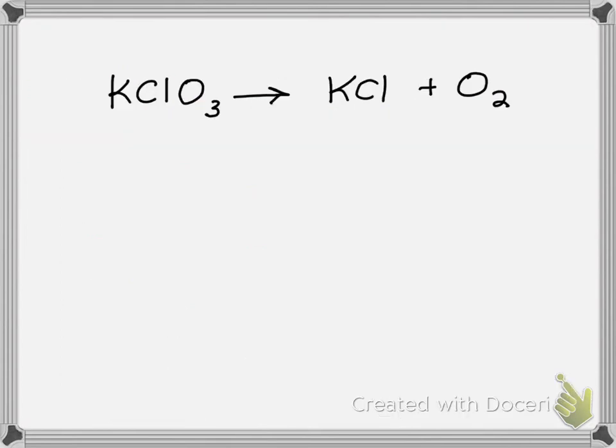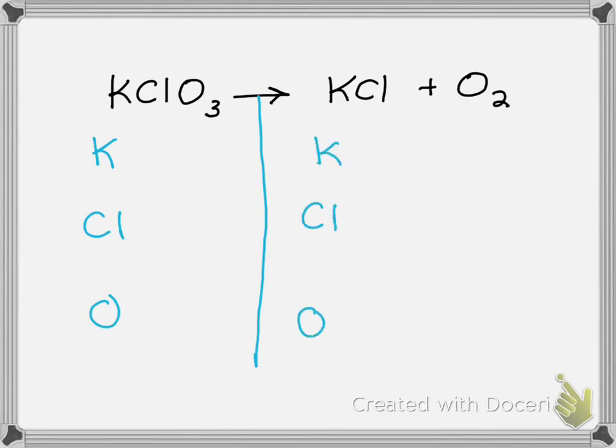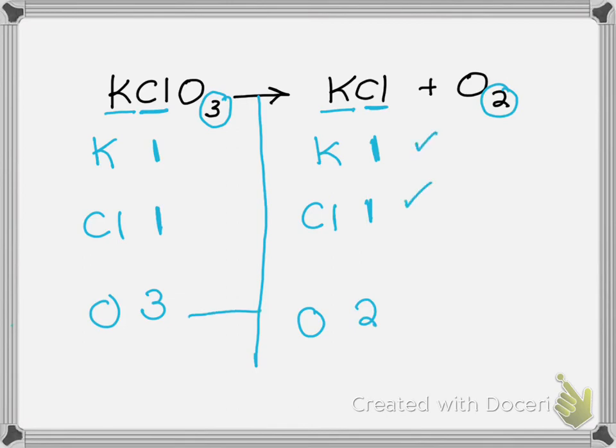Okay, so let's try one. Again, feel free at any time to pause and do it on your own. I would separate it. So I have K, Cl, and O. I have one thing at a time, K is 1 and 1. Cl is 1 and 1. O is 3 and 2. So up to this point, I was balanced. But now I'm going to have to change it.